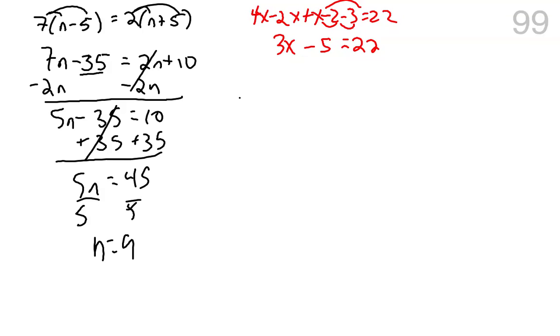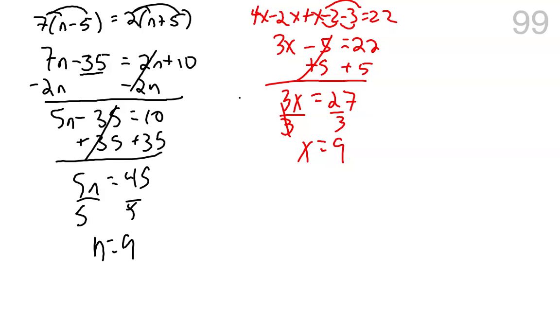If you were able to get the negative 5 out of that, pretty much everybody who got that right got the question right. Plus 5, plus 5. 3x equals 27. Divided by 3. Again, x equals 9. Okay, so 9 and 9, purely coincidence that they worked out to the same answer.